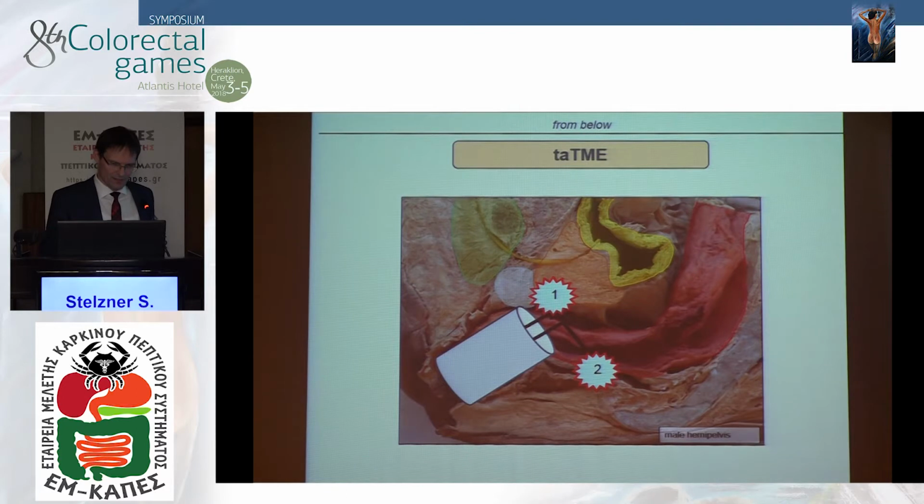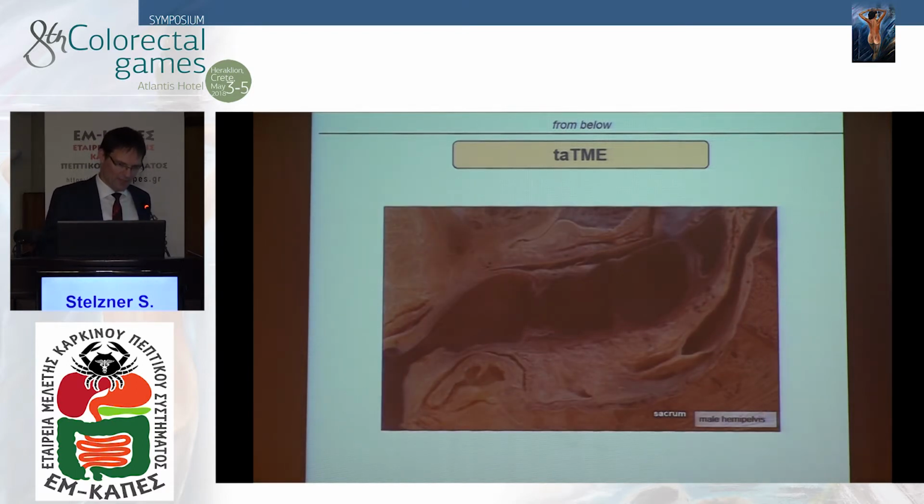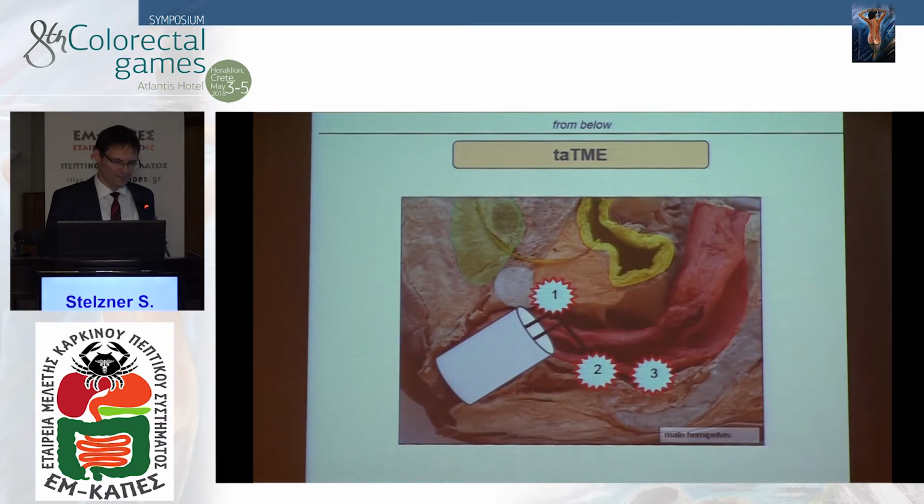So the second pitfall is this posterior angle. Because to do a proper mesorectal excision, you need to dissect the lower posterior mesorectum as well. And if you have got a specimen like this, with this rectangular shape of the lower mesorectum, then it can be a challenge to do a proper preparation along this line.